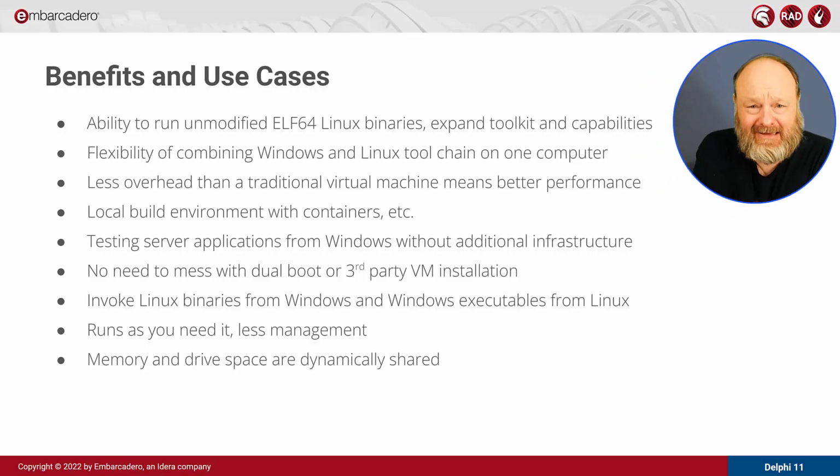So why? Benefits and use cases. It gives you the ability to run unmodified ELF64 Linux binaries, and expands your toolkit. It gives you access to everything that's on Linux from Windows. This makes Windows a really great platform for software development. I think the best platform for software development, because it gives you the ability to have the best of both. You can have all of Linux and all of Windows. Now, yes, you don't have macOS on there, but Apple says macOS can only be on Apple hardware. We're not going to get into Hackintoshes and stuff like that at this point.